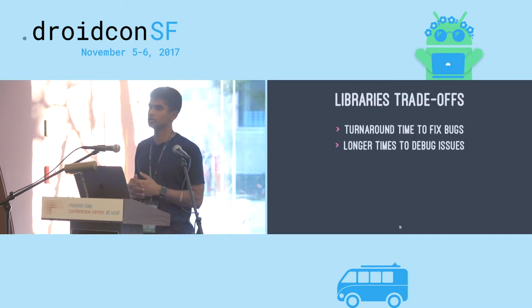Longer time to debug issues. It's pretty similar to any library. Whenever you use a library, there's two layers of failure. You have to figure out, is it the library that's failing or the Camera 1 or Camera 2 APIs that are failing?